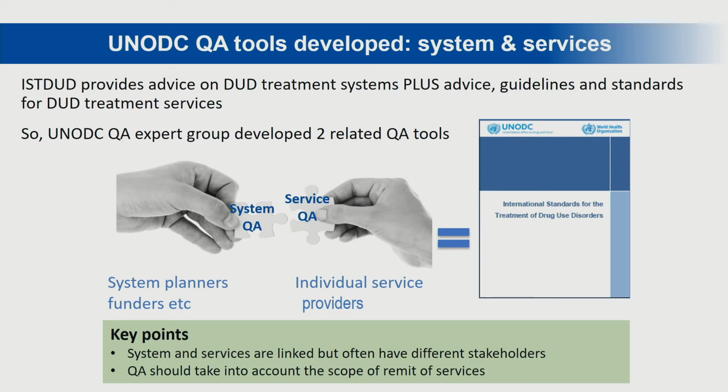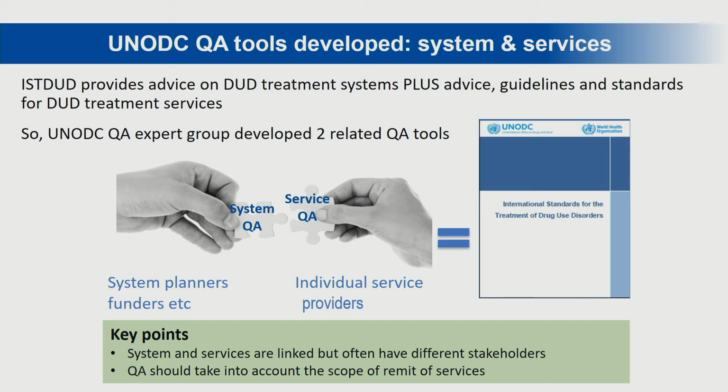ISTDUD is a very interesting document. It's seminal in the agreement that it got between all of the member nations. But it's a kind of composite document that has advice, clinical guidelines, standards, advice on systems. So it's a real composite document. And when the Quality Assurance Group looked at this, we figured that actually there were two separate quality assurance tools that should probably be developed from that.